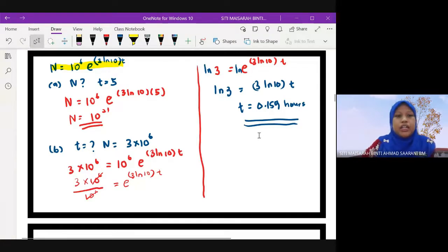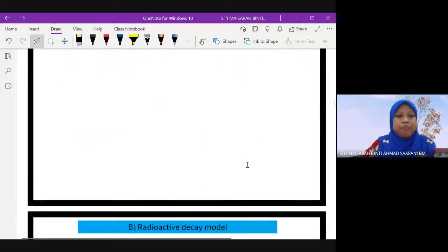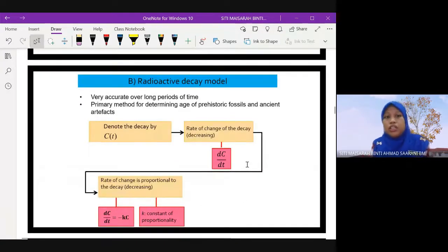Okay. And then kita move kepada second model, second application which is radioactive decay model. Okay. Radioactive decay model are very accurate over long period of time. Primary method for determining age of prehistoric fossil and ancient artifact.